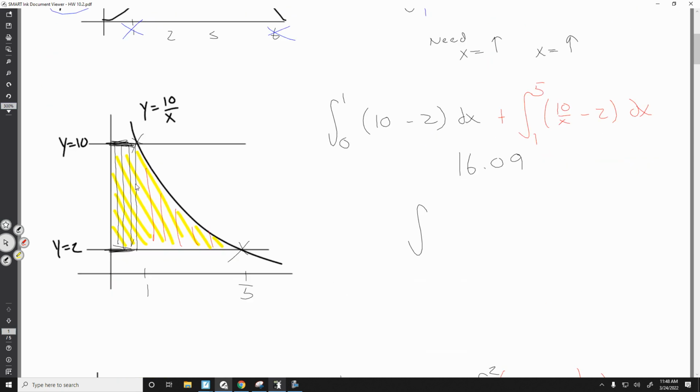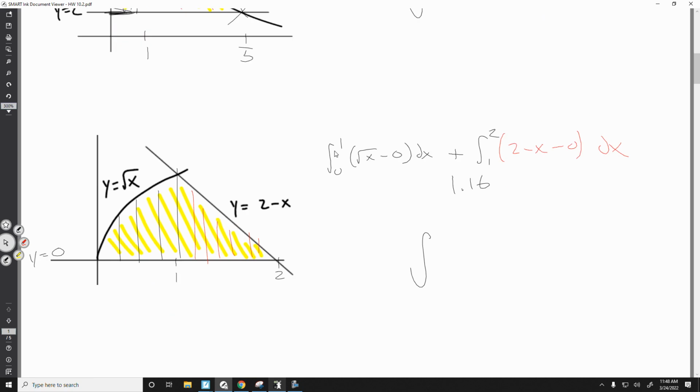Let's see if we can change our perspective for the third one. Yeah, let's do the third one. Then we'll come back to the second one.